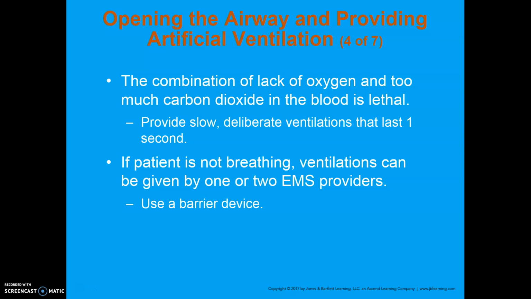If the patient has a stoma, go ahead and place the BVM or pocket mask directly over the stoma. Artificial ventilation may result in gastric distension, or the stomach being filled with air. If that happens, have a suction unit available because the patient is very likely to vomit.